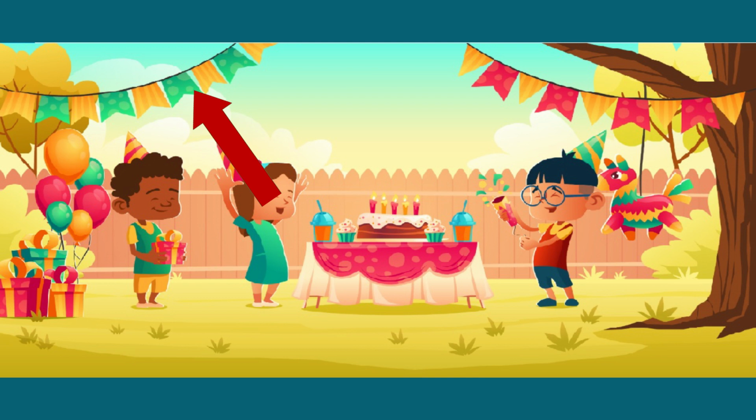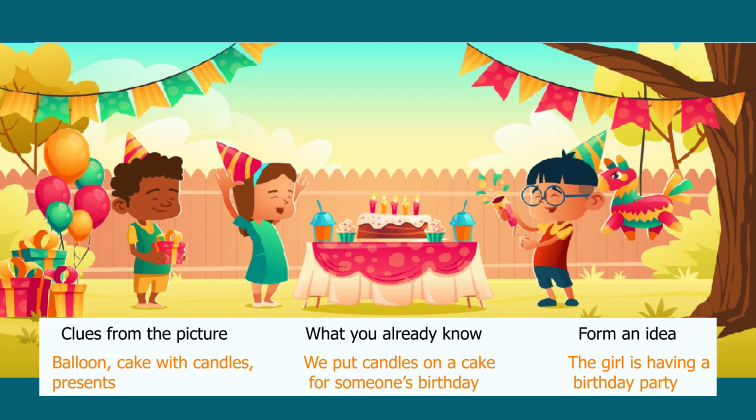Now, what do we know about those things that we would have seen? We can say that when there are balloons, it might mean someone is having a celebration. When we see presents, it can also indicate that someone is having a celebration. The cake, it's not just a plain cake, but it's a cake with candles. And what do candles on a cake symbolize or signify? We know that when someone is celebrating a birthday, there are candles on a cake.